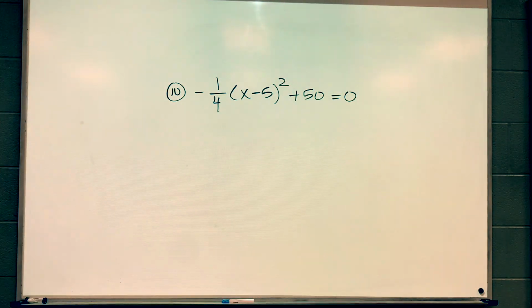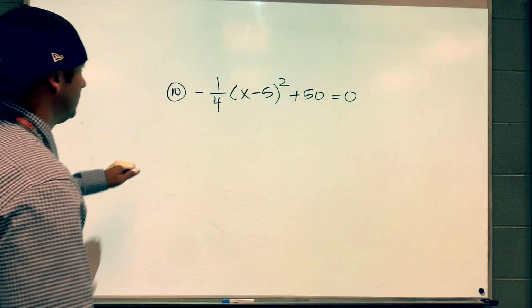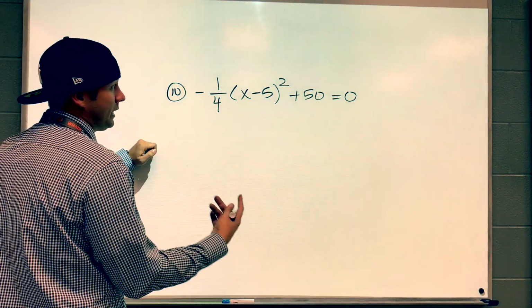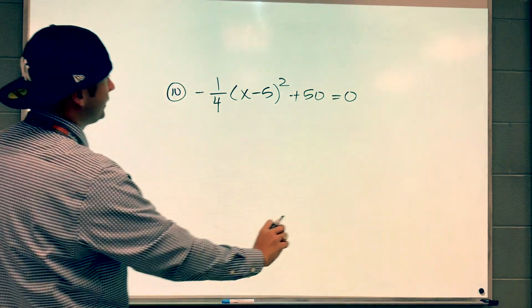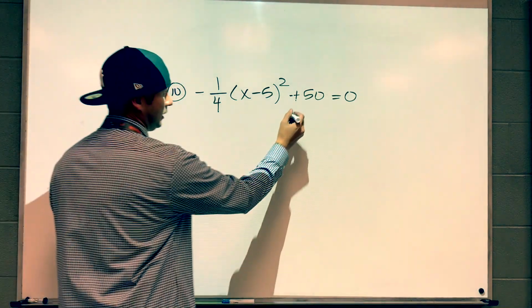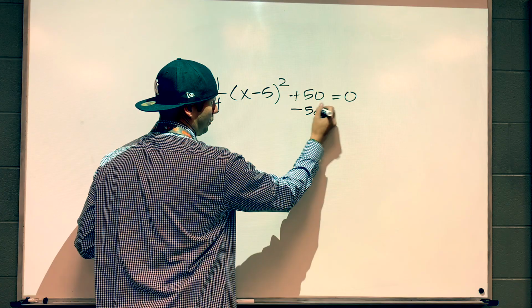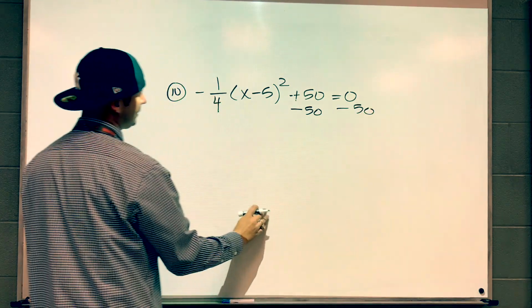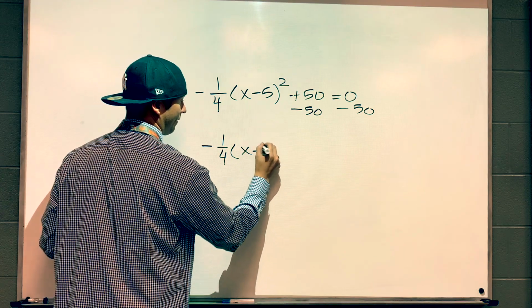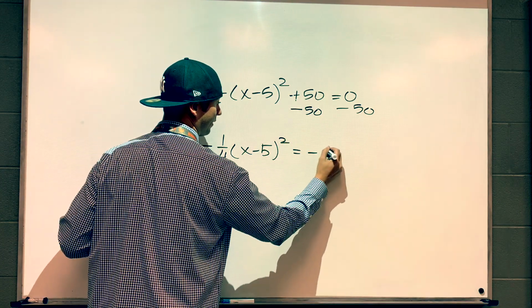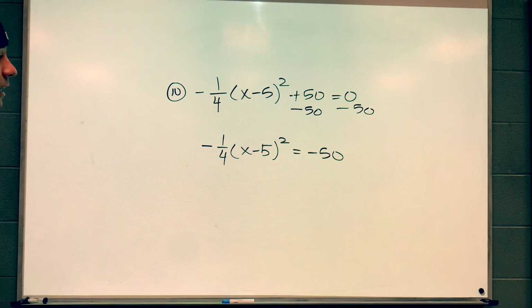Number 10, -1/4 times x minus 5 squared plus 50 equals 0. All right, so we're going to solve by taking the square root again. I need to get to the x, so I have to start stripping away all these external pieces. So I'm subtracting 50 from both sides. This is -1/4 times (x minus 5) squared equals -50.